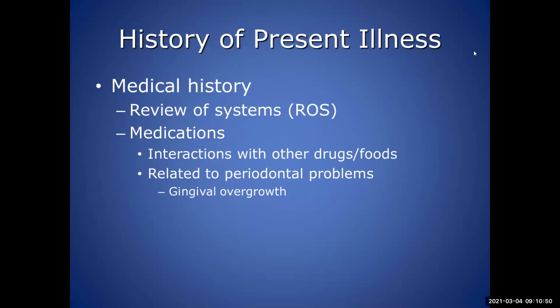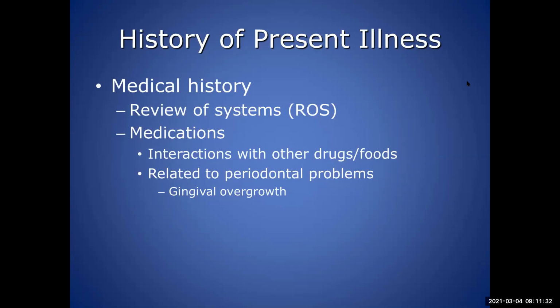History of present illness. Okay, a lot of these medical histories have a review of systems. So it will take you through the diabetes, the endocrine system. It'll take you through the respiratory system, the digestive systems. They're clumped like that. You want to look at the medications, interactions with other drugs and foods, especially when it comes to herbals. You are responsible for looking up herbals and over-the-counter medications. What are these medications interacting with as far as other things that they're taking?